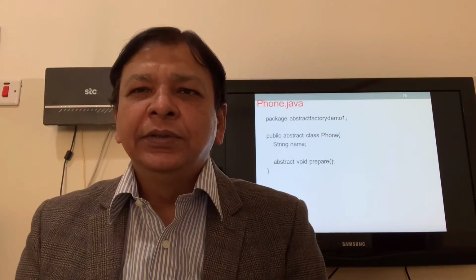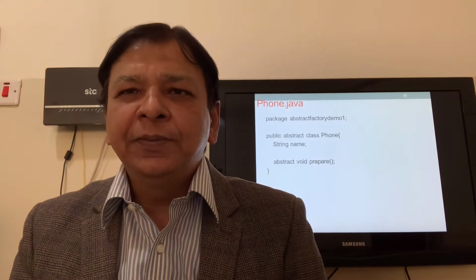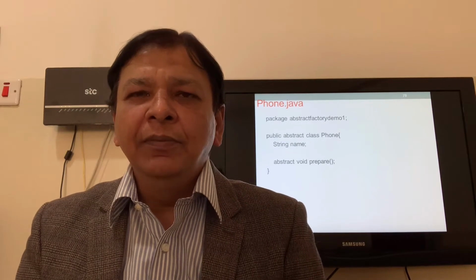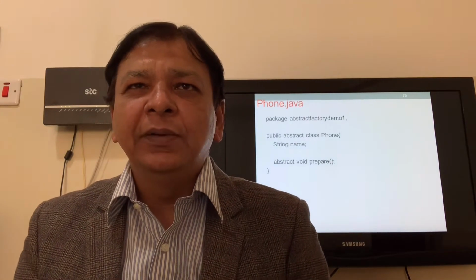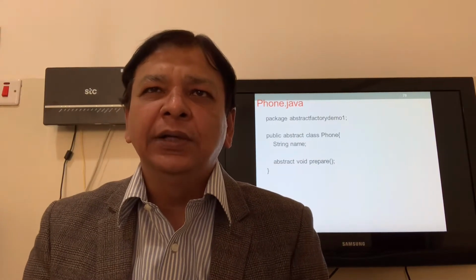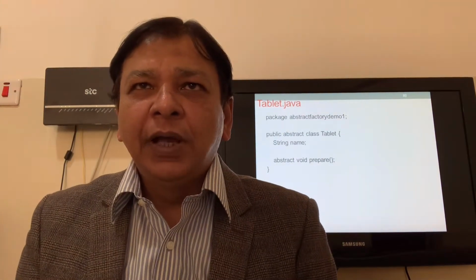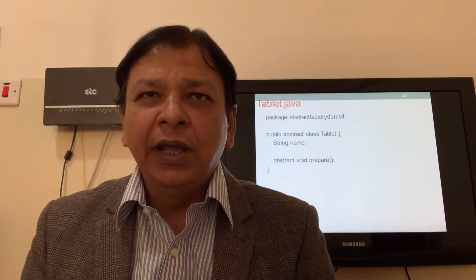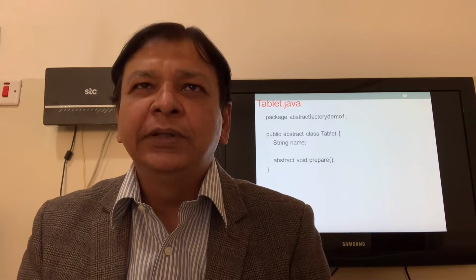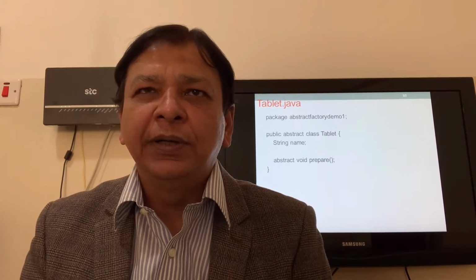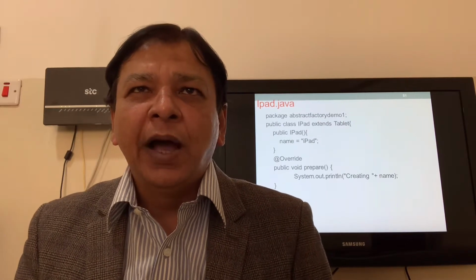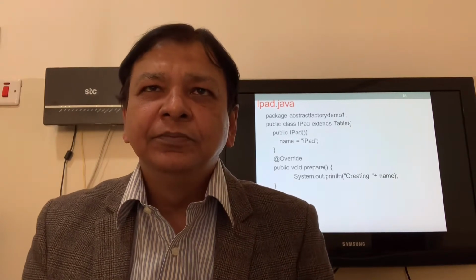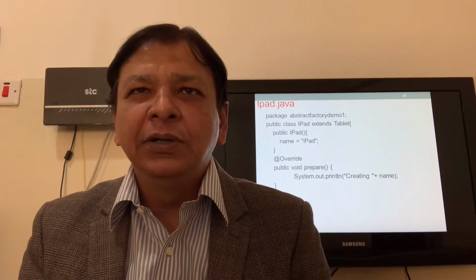This is the first class we are creating. It is an abstract class, public abstract class Phone. We have the data string name, and abstract void prepare, the abstract method we are declaring inside the abstract class Phone. Tablet.java is our second abstract class: public abstract class Tablet, string name, abstract void prepare, the abstract method we are declaring inside the abstract class Tablet. You have the first concrete class, iPad.java, public class iPad extends Tablet, public iPad constructor, name is equal to iPad.